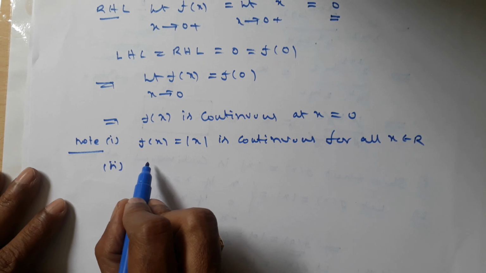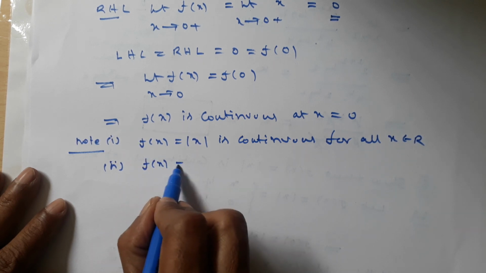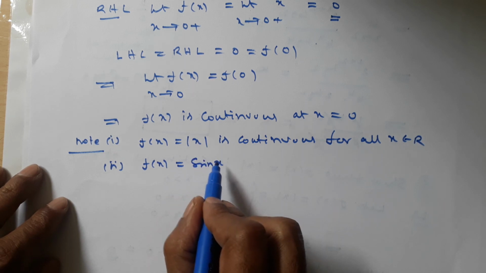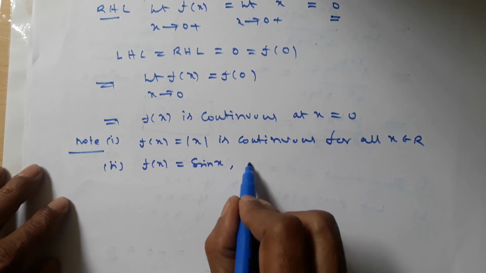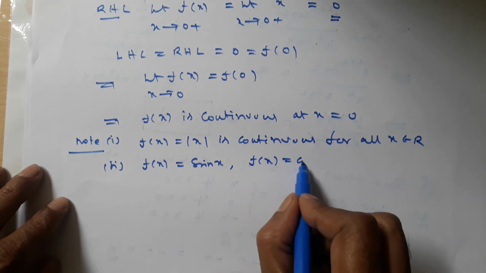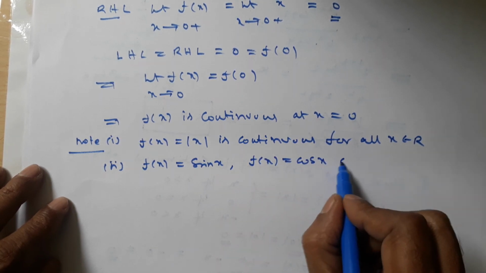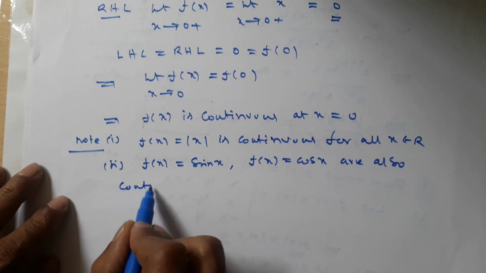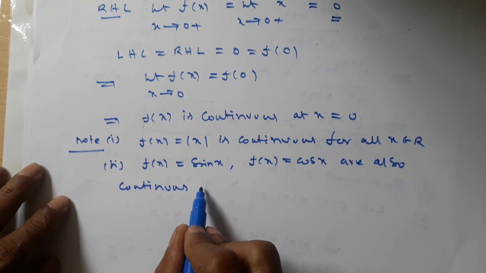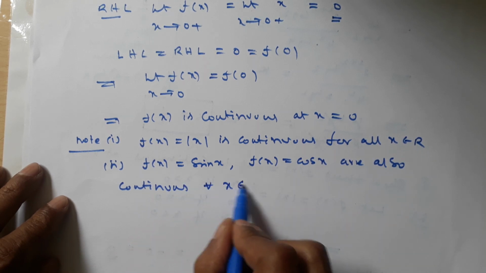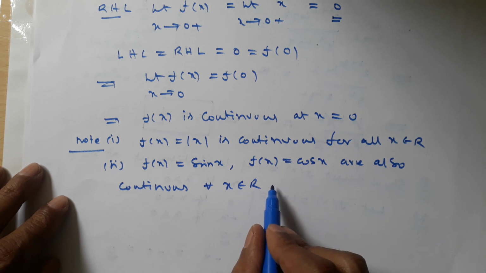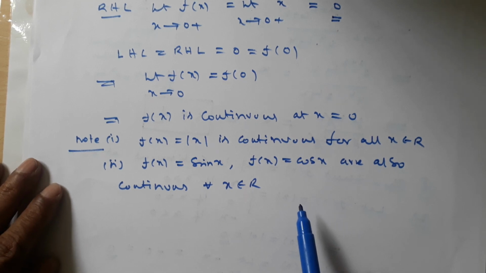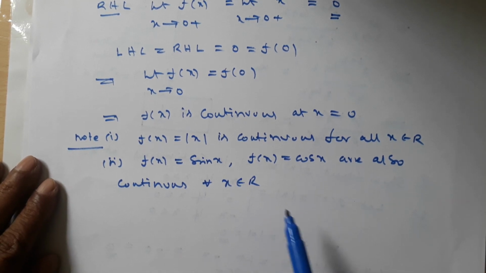Next, second one. Not only the modulus function, even some trigonometric functions: f of x is equal to sin x, f of x is equal to cos x, are also continuous for all x belongs to R. So even these trigonometric functions are continuous for all x belongs to R.